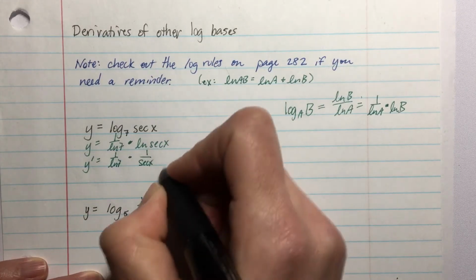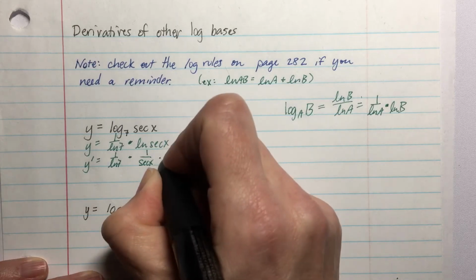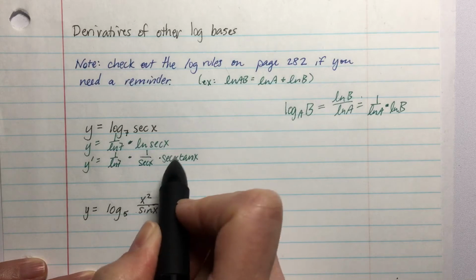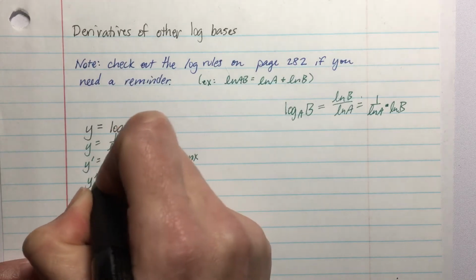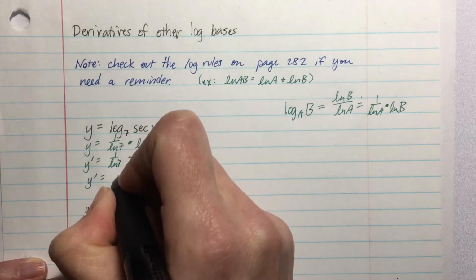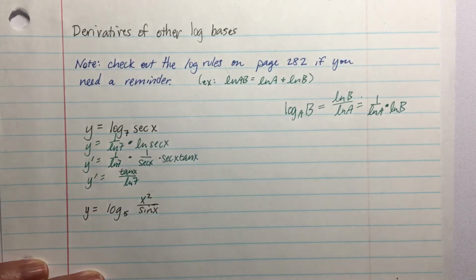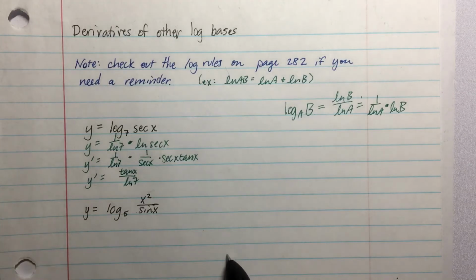So derivative of the inside, derivative of secant x, remember, is secant x tangent x. And just for funsies, we could even clean that up a little bit. So we have y prime equals tangent x over natural log 7. That last step is a little bit bonus, but you know, it's good practice.